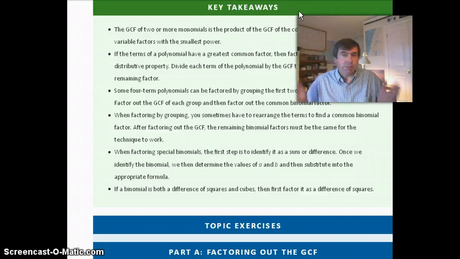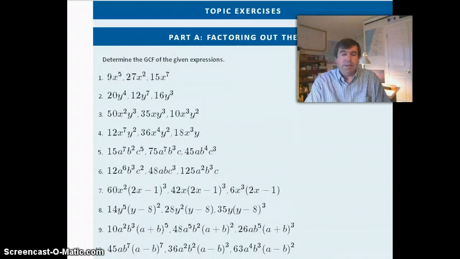Special polynomials. I will be showing you a couple of those in those videos. And the difference in sum of squares and cubes. These are very, very important. And then here, this is so exciting, okay? Here are your problems here.